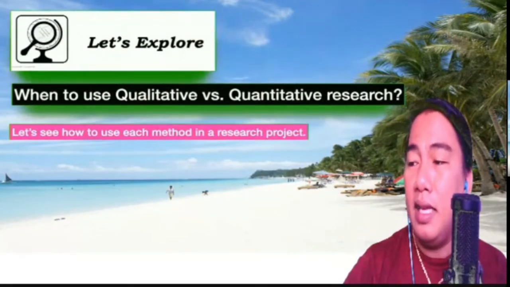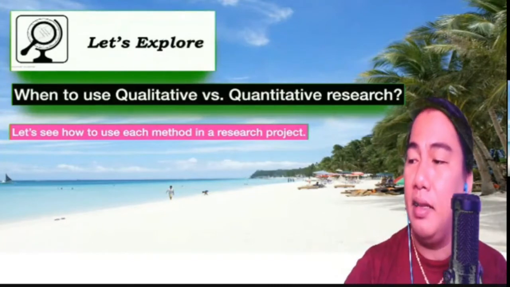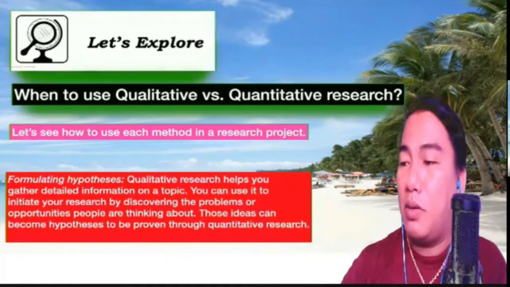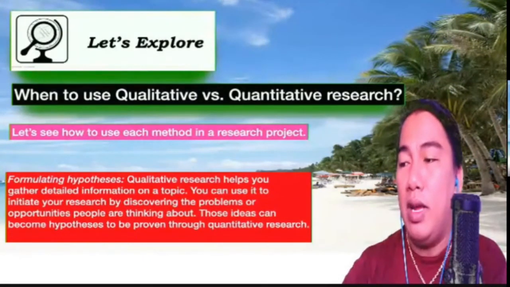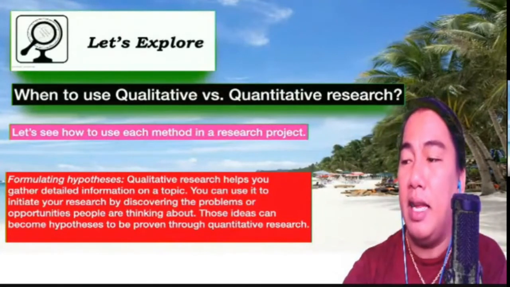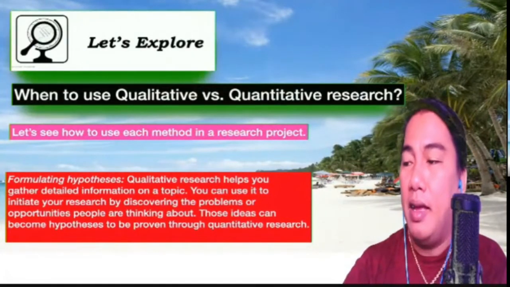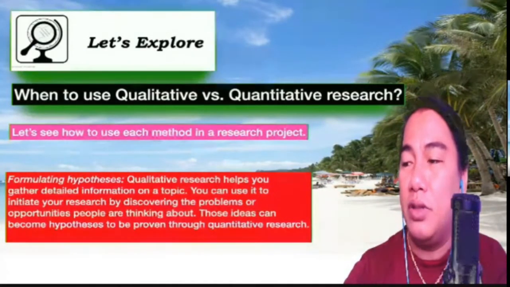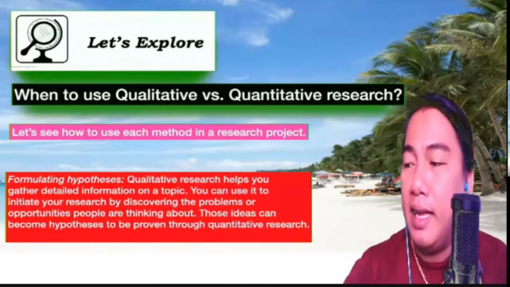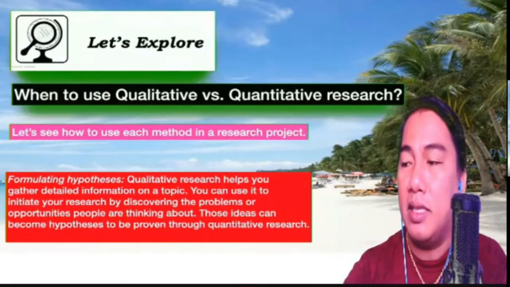Let's see how to use each method in a research project. For quantitative research, we formulate hypotheses. Qualitative research helps you gather detailed information on a topic. You can use it to initiate your research by discovering the problems or opportunities people are thinking about. Those ideas can become hypotheses to be proven through quantitative research.